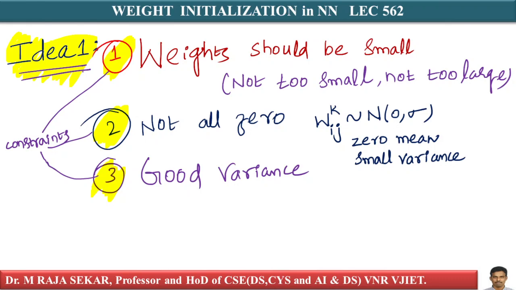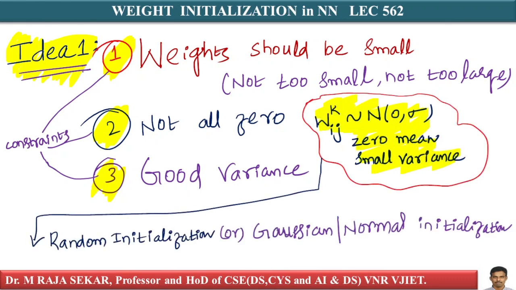First constraint is weight should be small, not too small, not too large. Second constraint, not all 0. Third constraint, good variance, isn't it? Given these constraints, one simple thing I can do, all my weights will come from normal distribution, isn't it? W_kij is normal distribution with 0 mean and small variance. Sigma is a small standard deviation. It is a very simple idea. This is called random initialization, which is Gaussian or normal initialization with a reasonable small sigma.